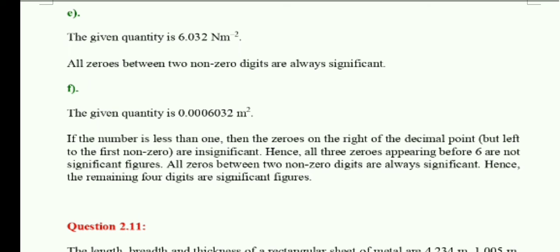Now the last one. The value is 0.006032 meter square. Here also there are 4 significant figures which are 6, 0, 3, 2. If the number is less than 1, then the zeros on the right of the decimal point are insignificant. Hence all 3 zeros appearing before 6 are not significant figures. All zeros between two non-zero digits are always significant. Hence the remaining 4 digits are significant figures.